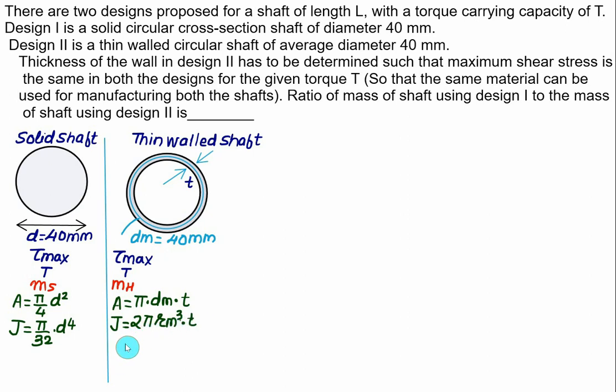That will be the same as 2 pi, and rm we can write as dm divided by 2, cube of it, multiplied by T. So this is 8 and this one is 2. So we get a formula for polar moment of inertia equal to pi divided by 4 multiplied by dm cube multiplied by thickness T. So we have this information. We use the condition here and first try to find out the value of T.